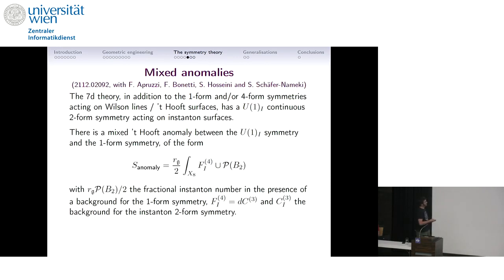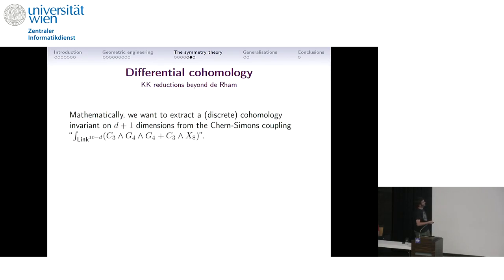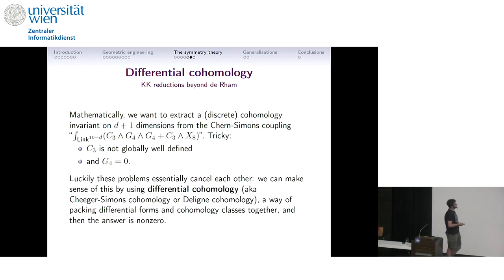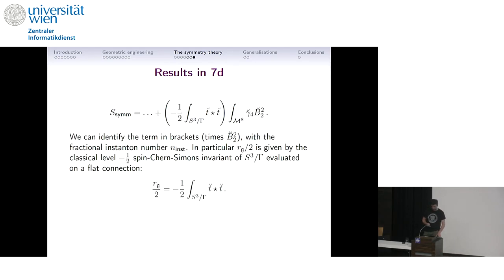You're expected to get basically this RG mod 2. But these problems really cancel each other. If you make sense of this in the right way using differential cohomology, you can compute it, and then the answer is non-zero. So I won't give details, but if anybody's interested, I'm happy to do so. So here's the final answer.